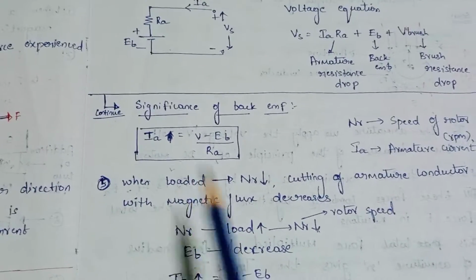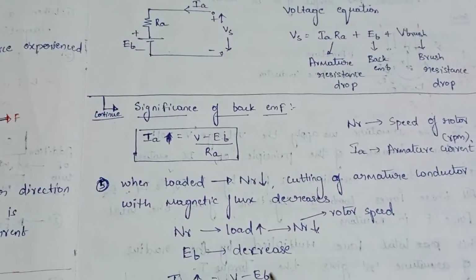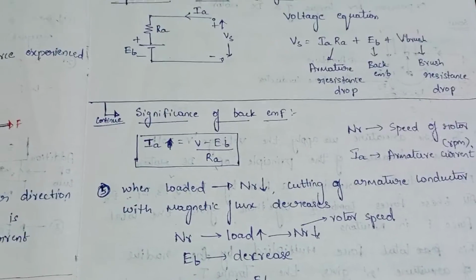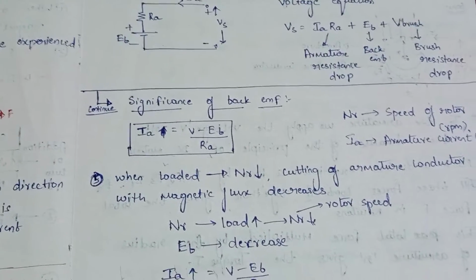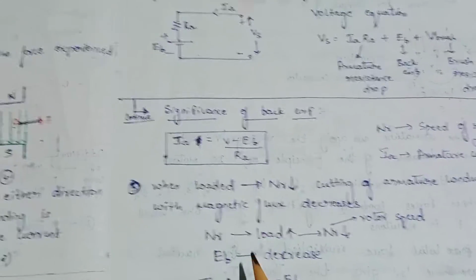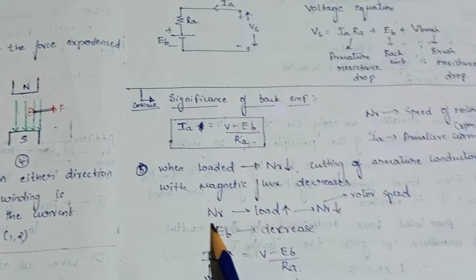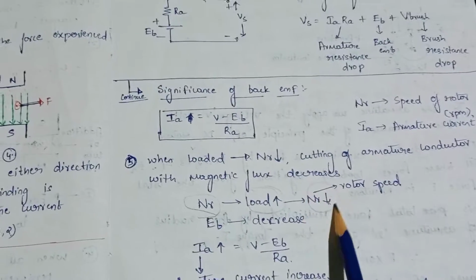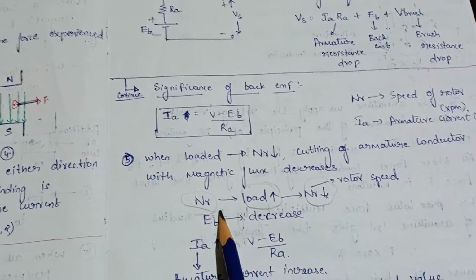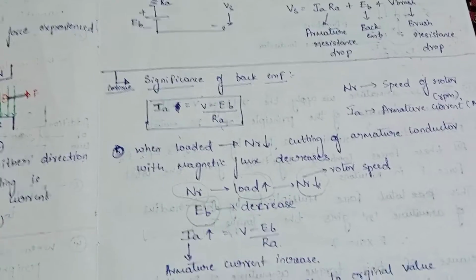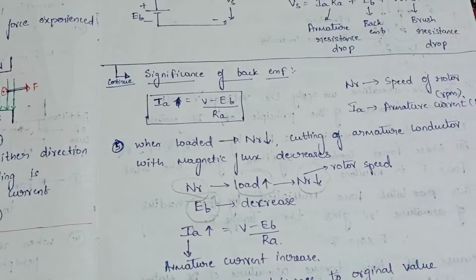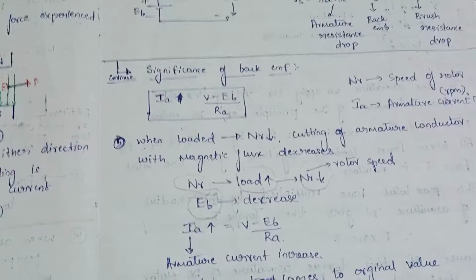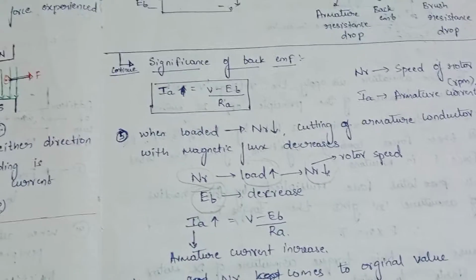Understood? When you load, the armature conductor rotation speed decreases. Due to this, the cutting of armature conductor with magnetic flux decreases. When you decrease that, what happens? That is N. As the load increases, rotor speed decreases. When the rotor speed decreases, the induced EMF decreases. Right? Understood? When the armature conductor cuts the flux, the EMF is induced, that we have seen in the last class itself.